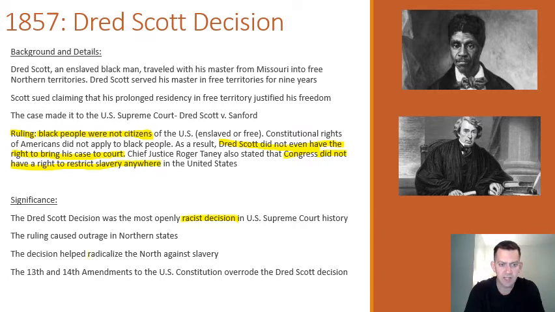Key word here: radicalize. It radicalized the North. People in the North did not agree with this, and they felt like the Supreme Court went way too far. It actually took two constitutional amendments passed after the Civil War to counteract the Dred Scott case. And at the very end of the lesson, we're going to briefly discuss the 13th and 14th Amendments.